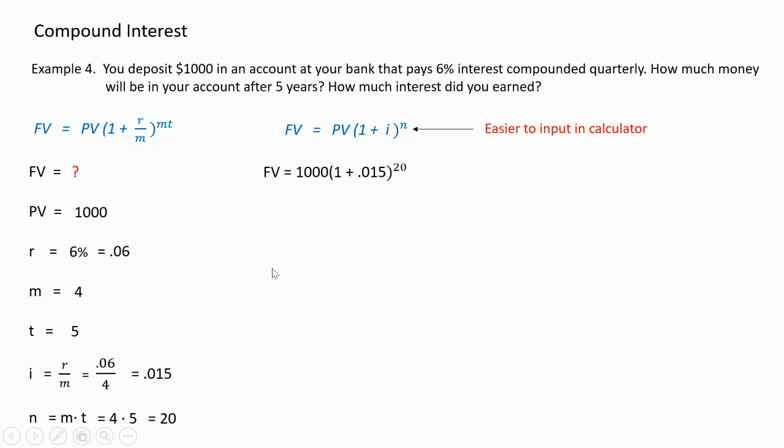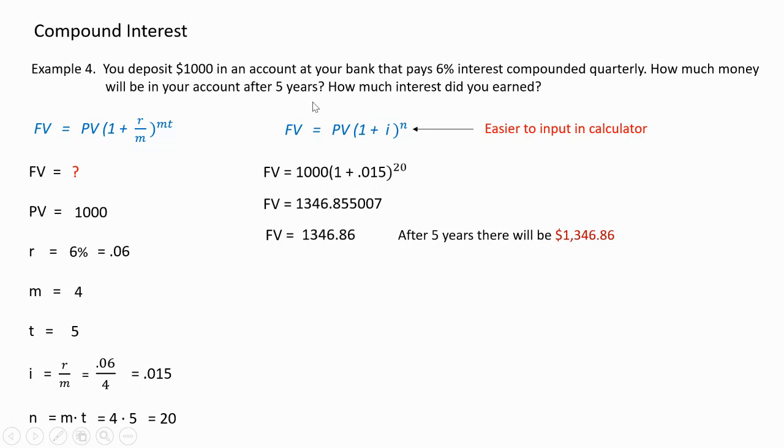So all we do is plug into the calculator. It's straightforward. You put it just the way it is in your calculator. So you're going to get $1,346.8855007. If you round to the nearest penny, it's going to be $1,346.86. After 5 years, that's how much money will be in the account.